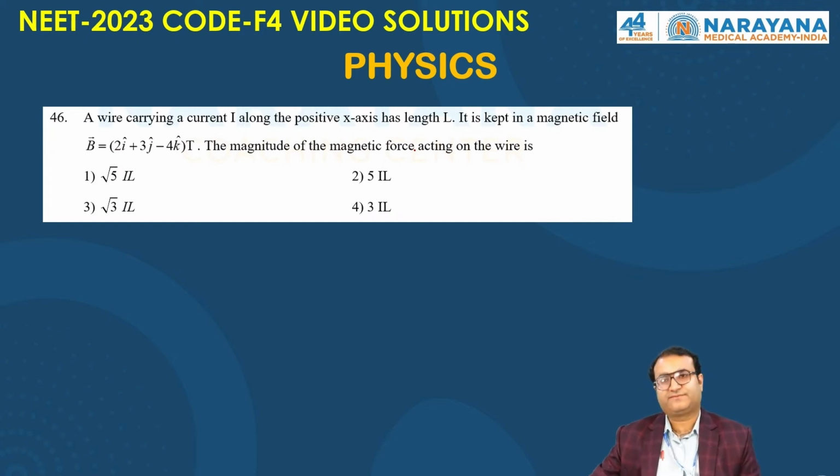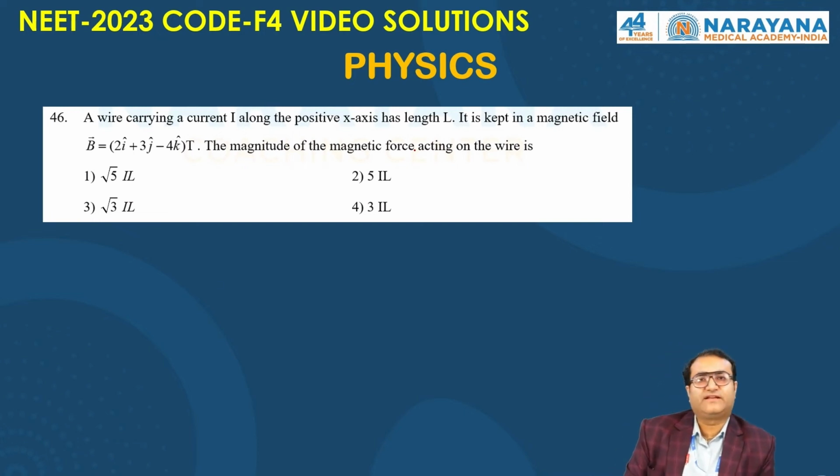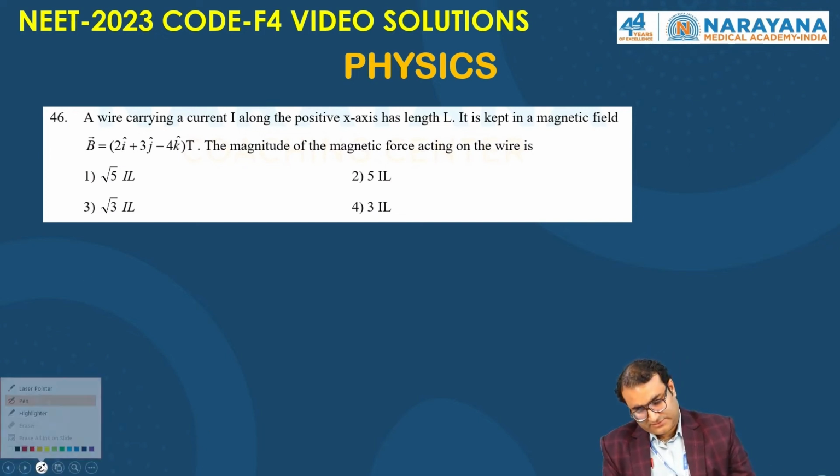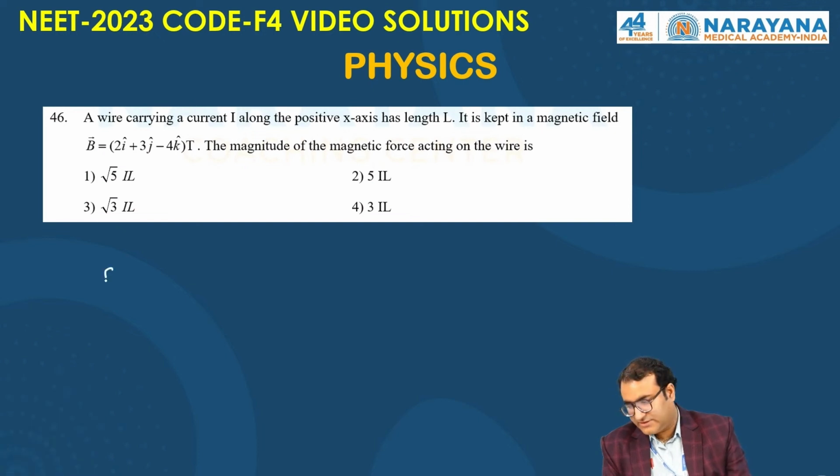Question number 46. A wire carrying current I along positive x-axis has length L. It is kept in a magnetic field. So the wire you can assume to be either L i cap or minus L i cap. Direction is not mentioned and we have to find the magnitude of force. So to find the magnitude of force we can use this formula: F is I L cross B.